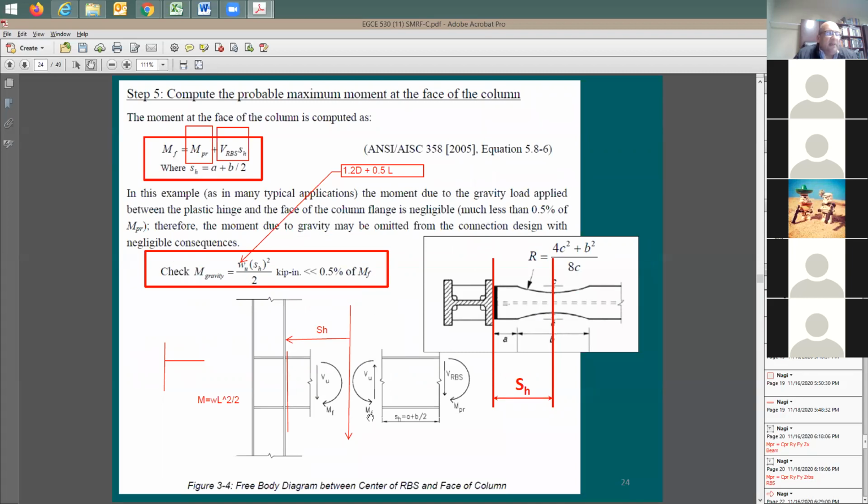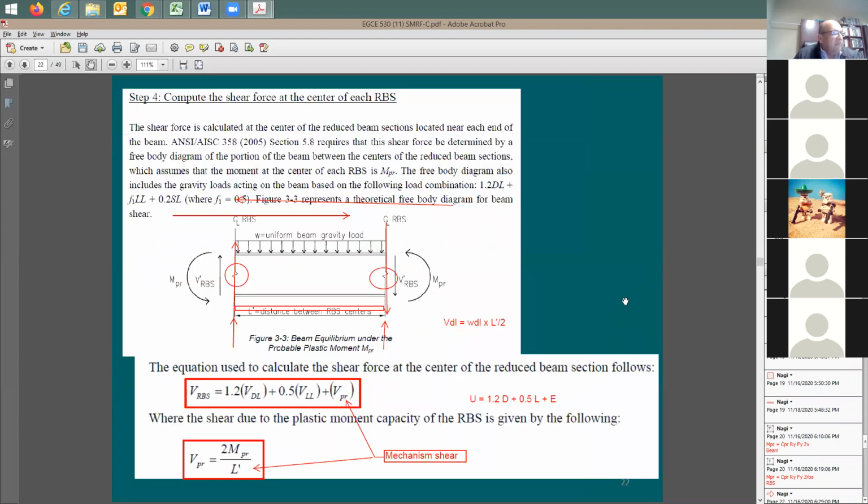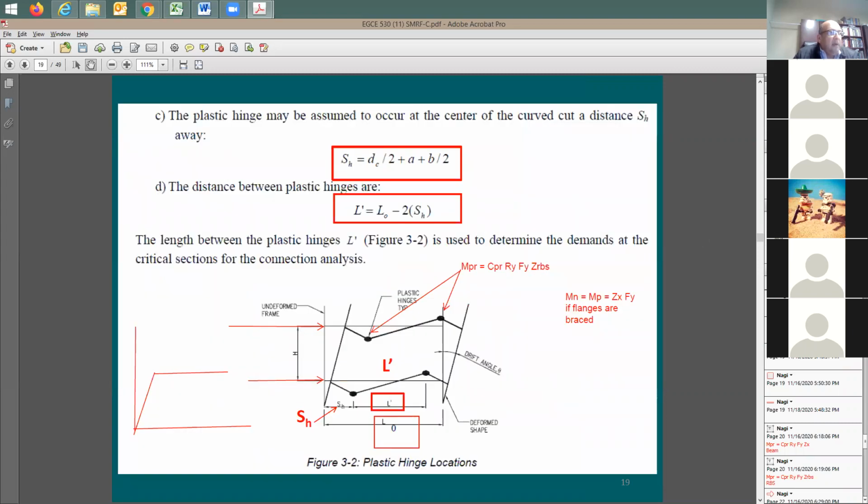What I'm trying to do with this analysis is check to see if the RBS that I picked, which means A, B, and C, is okay. I'd like to be sure that it's going to be safe when it comes to the beam itself. Because some people can take this plastic hinge and, instead of putting it here, put it, let's say, close to the middle of the beam. I asked you a question last time: where would you like to put this plastic hinge? Closer to the center of the beam, or do you want to push it as much as you can?